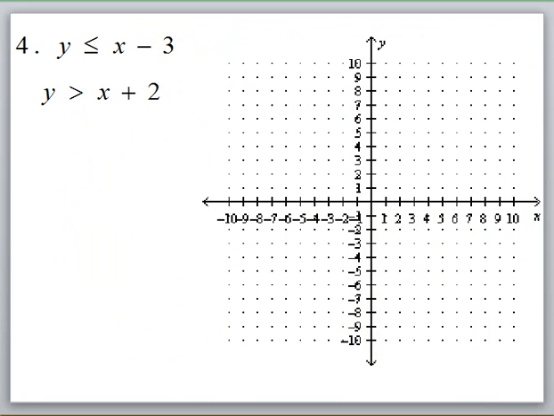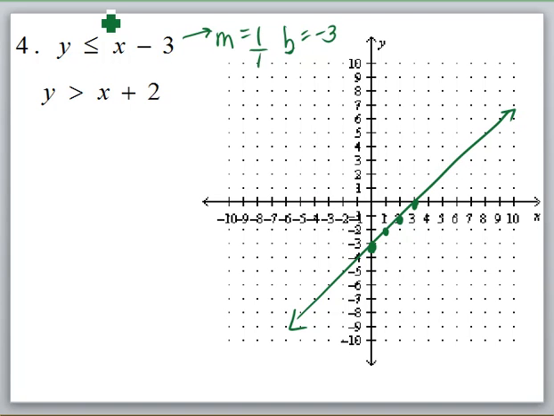On the next one here, again, we got two lines, and we will just plot those using slope-intercept form. So this one has a slope of 1 and a b of -3, so I'll be going up 1 over 1. So I plot my -3 on my y-axis, up 1 over 1, up 1 over 1, up 1 over 1. This is a solid line, and it's less than, so I'll be shading below the graph.